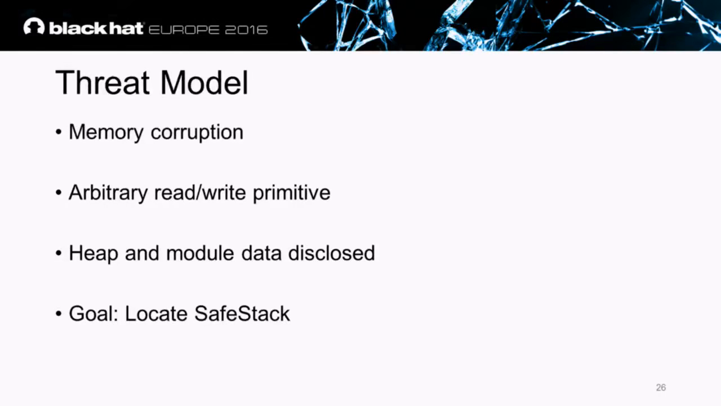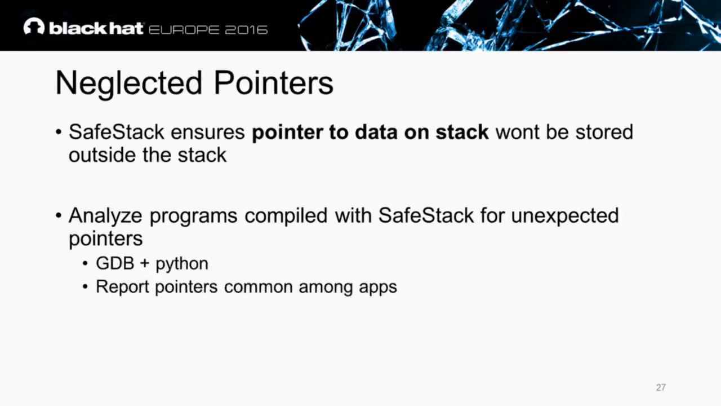But before we start, we are assuming that the program has a memory corruption and that this memory corruption enables an attacker to have an arbitrary read-write primitive, with which the attacker can leak the heap and module data. So it can read out the data, but it doesn't know where the stack is. And the goal is to locate the safe stack. SafeStack ensures there are no pointers to the stack.